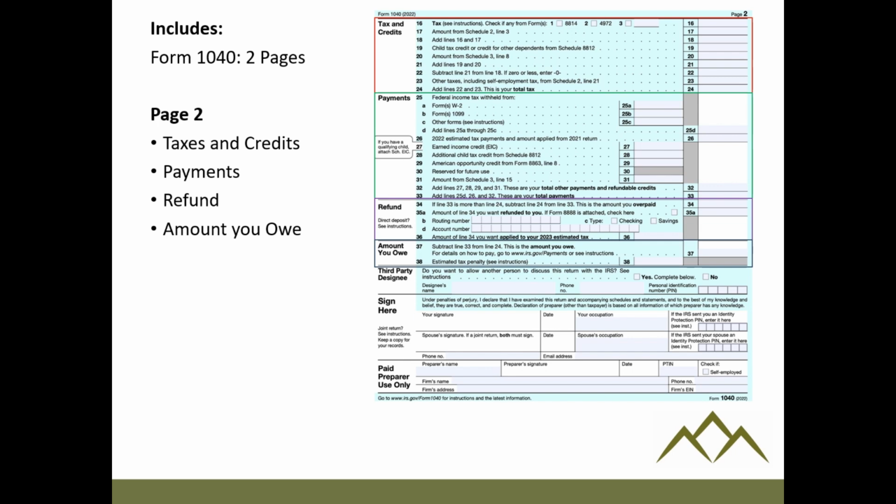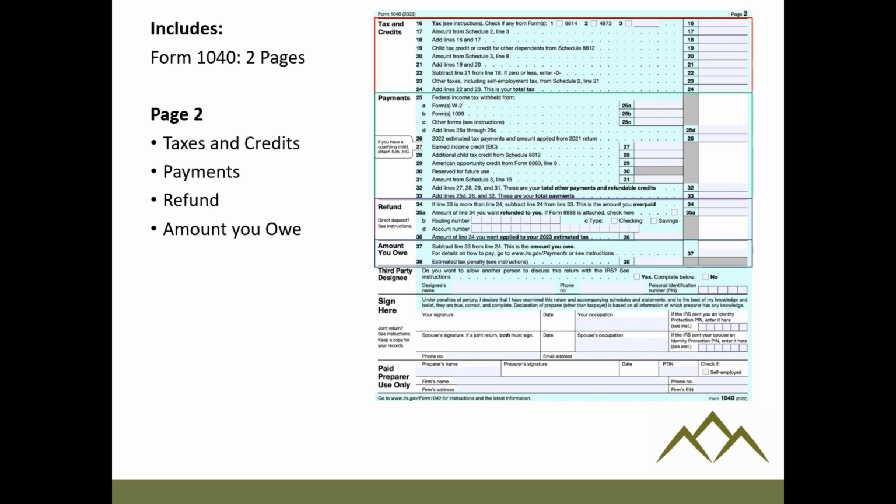Which brings us into page 2. This is where you get to see any tax credits that you have for the year that reduce that liability, and the total tax as it's calculated prior to any of that. This is where you'll find summarized information on how much you had withheld, how much you've made in estimated payments over the course of the year, and ultimately whether you get a refund or whether you owe anything, and if so, how much. So this is the bottom line, and page 1 is really how you got there.